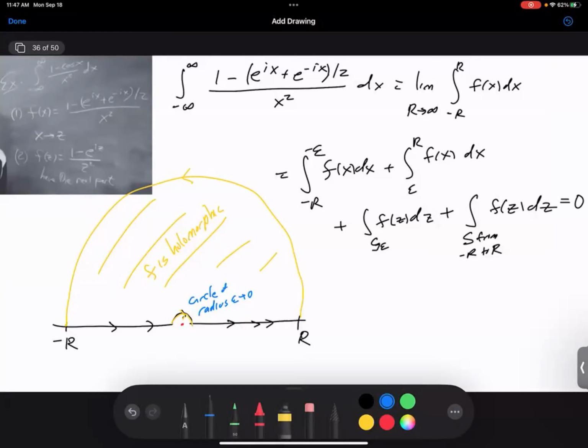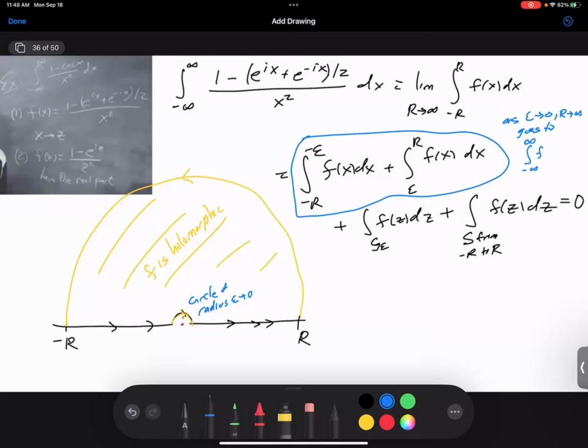The first 2 pieces, what do these go to as epsilon goes to 0? As epsilon goes to 0 and r goes to infinity, this is going to go to the integral from minus infinity to infinity of f of x dx. So the first 2 pieces give us what we want. For this piece over here, for r large, f of z is what?